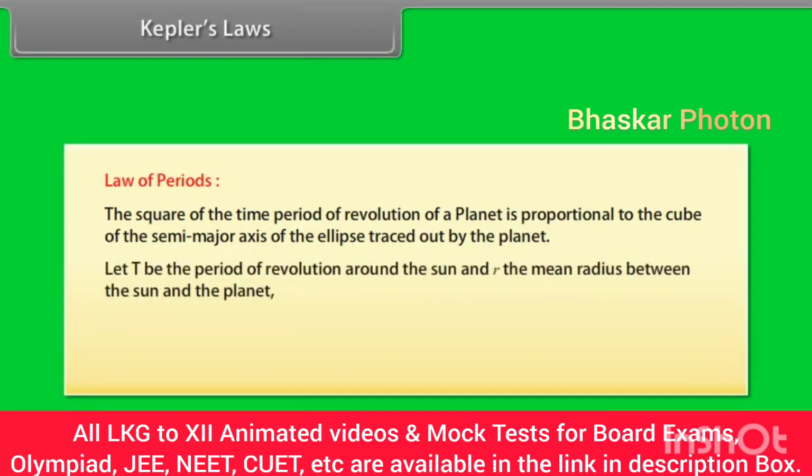Let T be the period of revolution around the Sun and R the mean radius between the Sun and the planet. T square is directly proportional to R cube. T square is equal to K R cube.